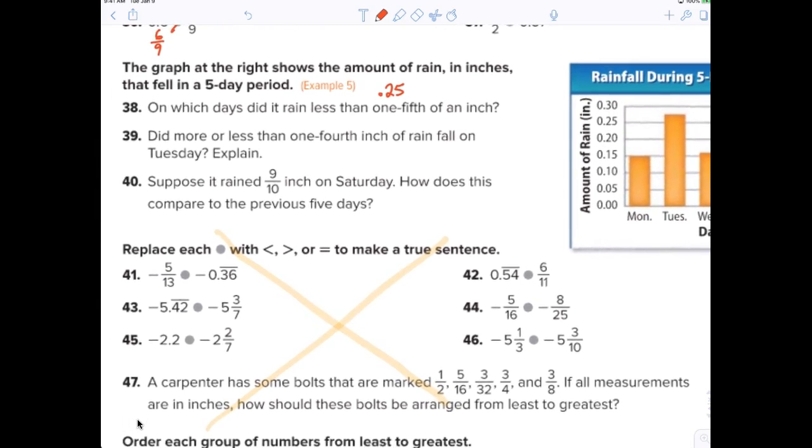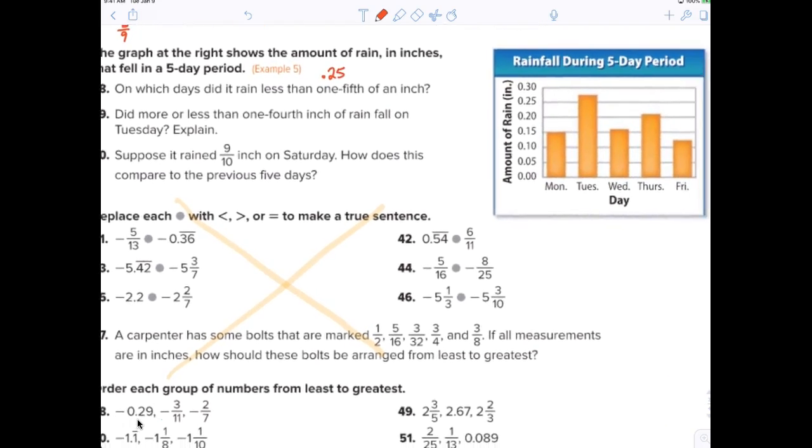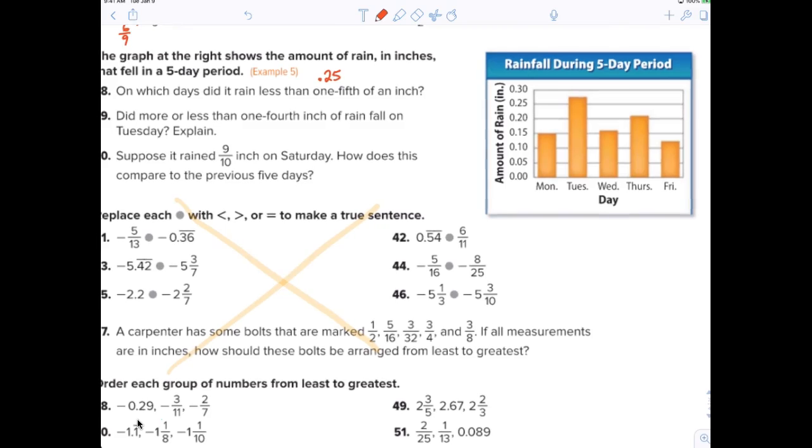All right, so now it says this. On which days did it rain less than 0.25 of an inch? Who wants to volunteer that information? Thank you, Xavier. What days did it rain less than 0.25 inches? Monday, Wednesday. Very good, buddy. Monday, Wednesday, Thursday, and Friday. That is true. No, just abbreviate. MONWEDTHURS. Come on, don't be too lazy.